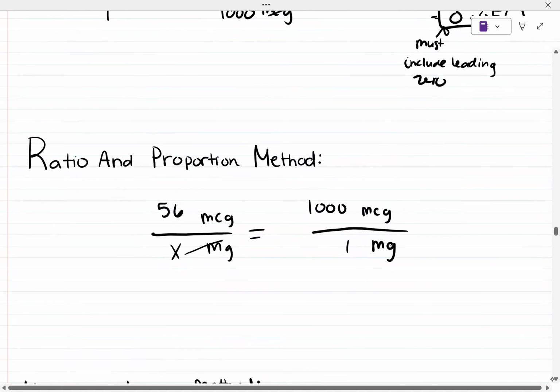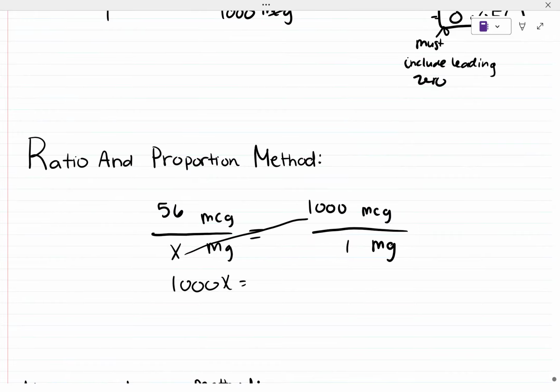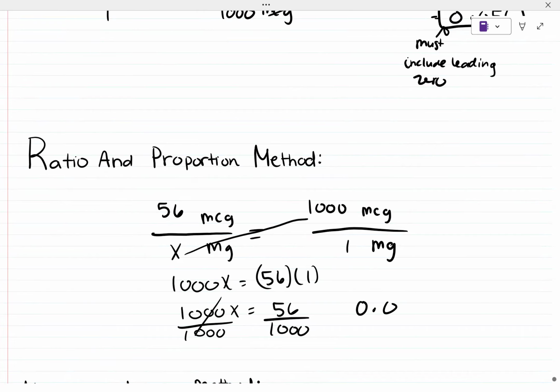We know that for 1 mg, there's 1,000 mcg. We go ahead and cross multiply, so 1 times x times 1,000 is 1,000x, and then it's 56 times 1. 56 times 1 is 56, and then solve for x, so you can divide this by 1,000, and you get 0.056.